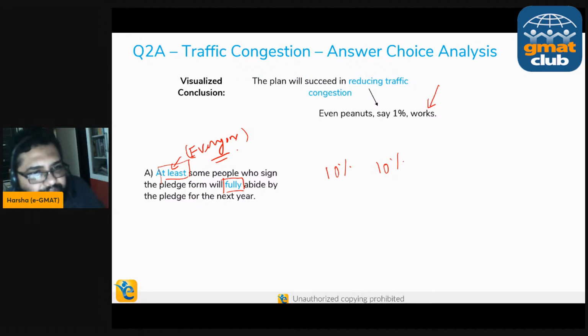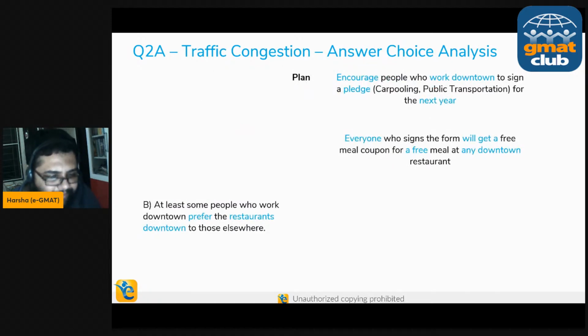Even if 10% of the people who sign the pledge abide by the pledge just 10% of the time, you should still see traffic reduction. And your conclusion is about what? Reducing traffic congestion. It does not have to be a significant margin. So A is not a valid assumption. It does not satisfy your must be true category criteria, right? Let's look at option B.